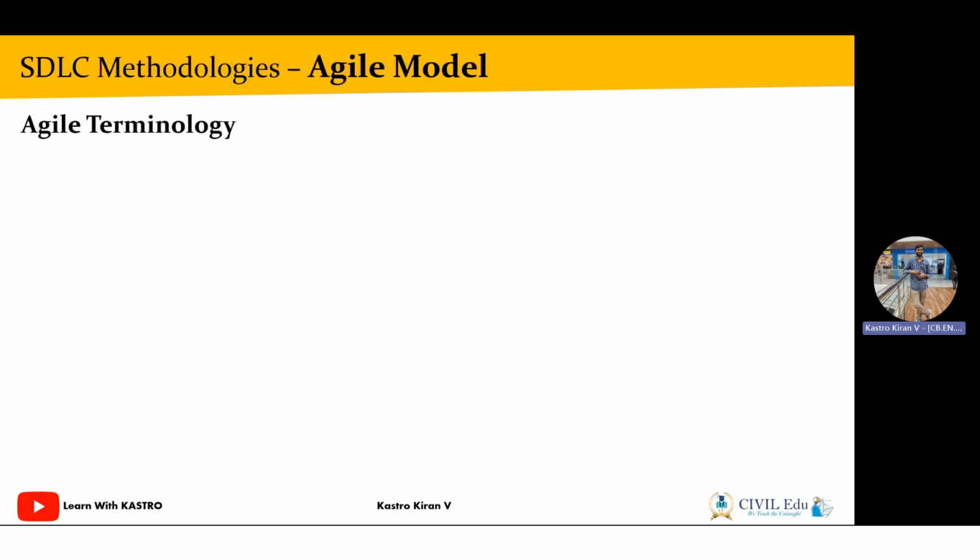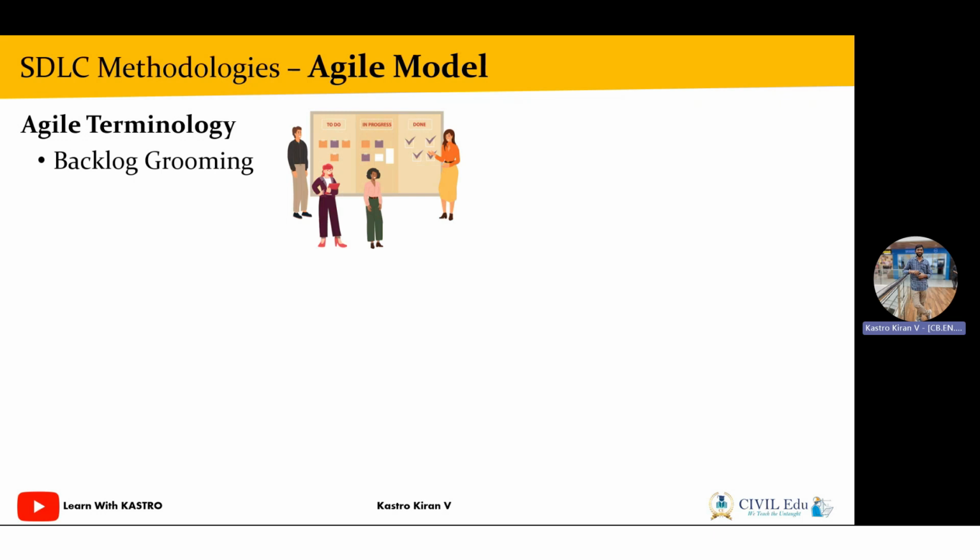Let's look at what are the different terminologies that are involved in the Agile methodology. The first terminology is called backlog grooming. Now, what is meant by backlog grooming? Backlog grooming is nothing but a team meeting to identify what are the pending works available on a day-to-day basis. The second terminology is called stories. Stories are nothing but the tasks or works that need to be done on an immediate basis, on a long-run basis or on a short-term basis. That is called stories.